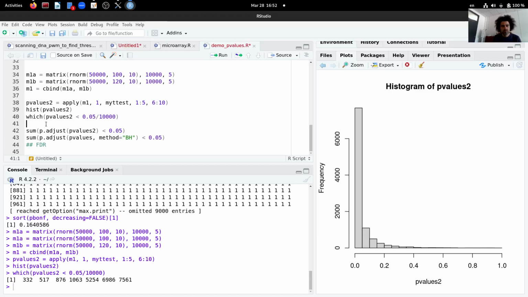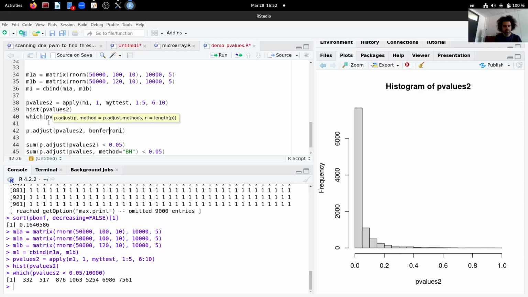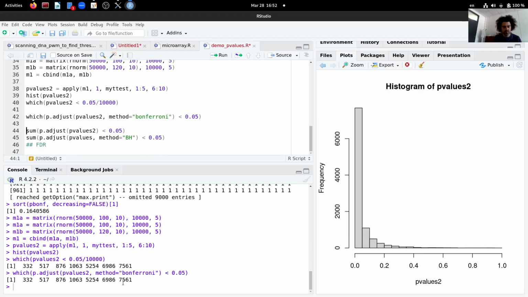Now if we do it with p.adjust, correcting the p-value with the Bonferroni method, it will give the same results. And I try to find which of these corrected ones are smaller than 0.05. Then probably we'll see again the same 7 ones like before.